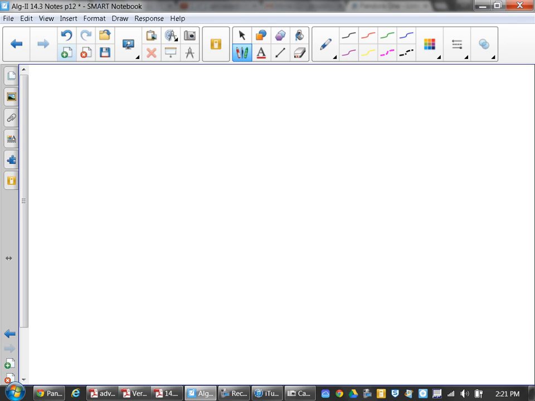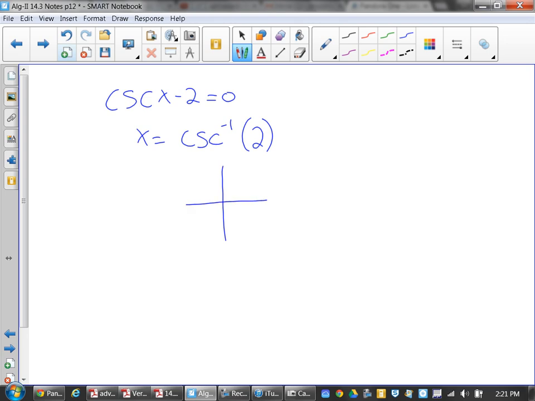We'll do the other one, cosecant of x minus 2. This is still a general solution. Cosecant of x minus 2 is 0. General solution, add 2. So x is going to equal what angle has a cosecant value of 2? Well, cosecant is the inverse of what trig function? Sine. Sine is what over what? Opposite over hypotenuse. So this is going to be hypotenuse over opposite, which makes it 30 degrees.